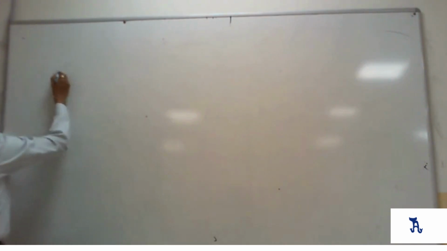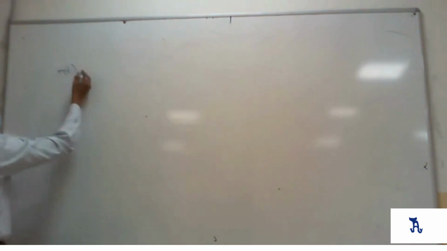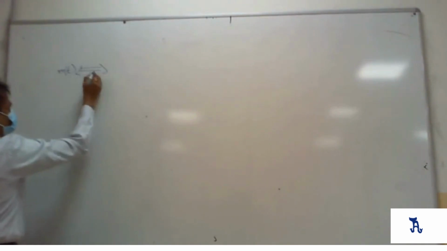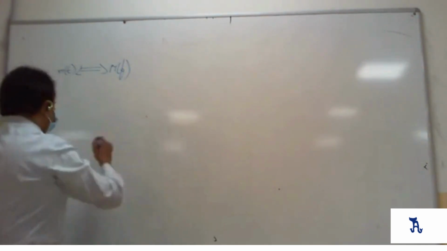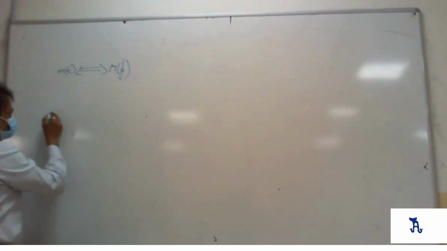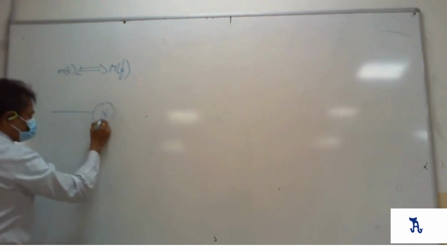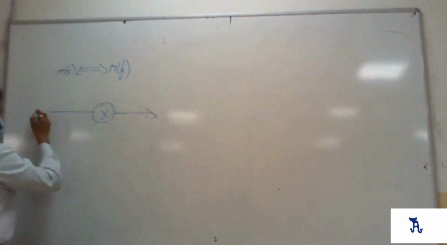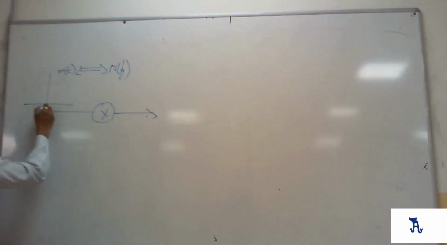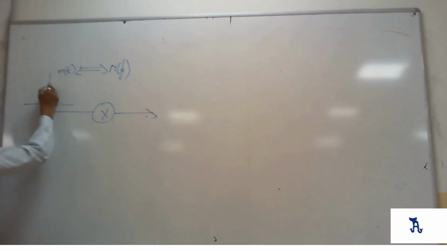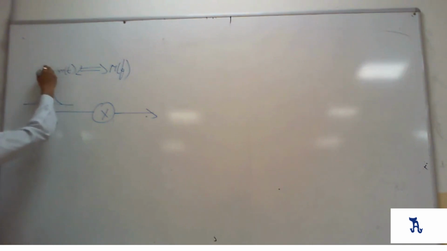This is your m of t, right? The corresponding Fourier transform is m of f, right? Okay. Now, a question was given like this. What is given here is the corresponding spectrum. Something like this is given. This is your m of f.